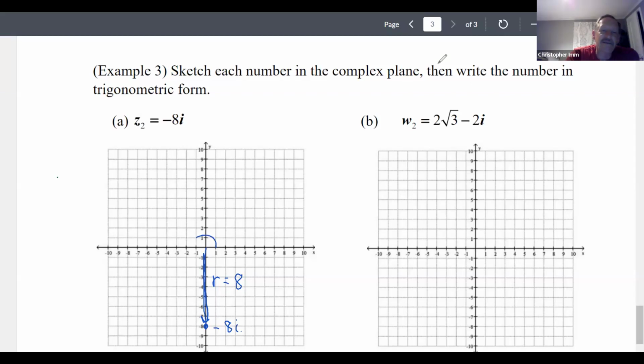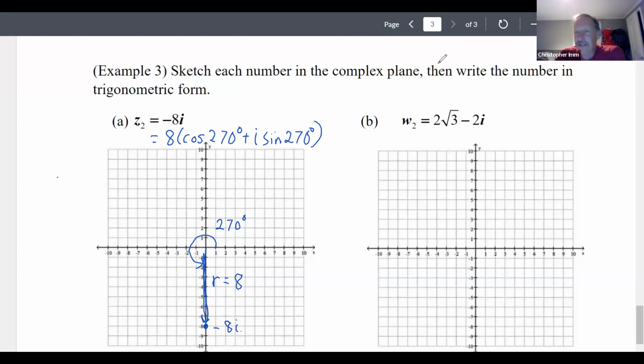If we look at the angle, this is one of those quadrantal angles, and we know that since the point 0, negative 8 is there, this is going to be 270 degrees. So this one's pretty easy to write in trig form. It's going to be 8 times the cosine of 270 degrees plus i sine 270 degrees. And that will give us the same value as negative 8i.